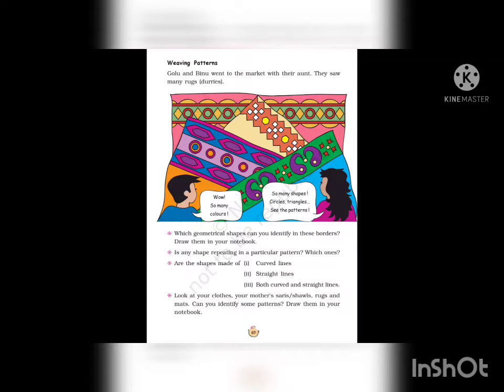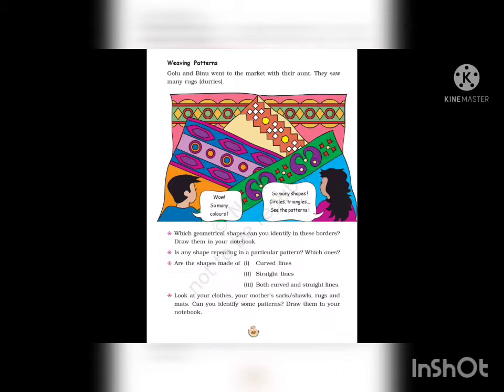Like we can see hexagon here. We have just studied hexagon. Then we can see circle here. Then we can see arc. We can see square. So like this you have to write here or you can draw. You have to do this question in your book only. Next question is, is any shape repeating in a particular pattern? Which ones? This question also you will do yourself in your book. You have to tell which are the shapes which are repeating.